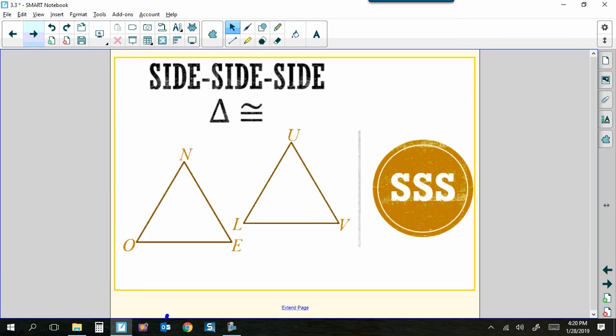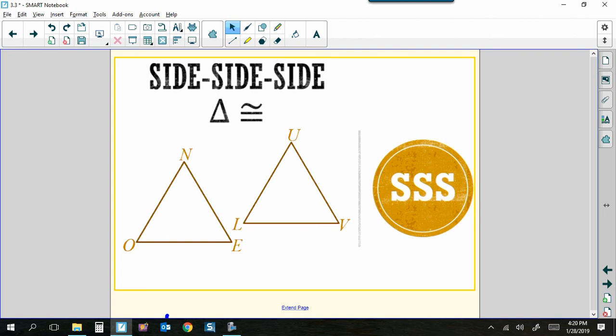All right, go ahead and turn your paper over. We're going to talk about the criteria that are accepted. There are 4 that are accepted that you're going to learn today in this lesson. The first is side, side, side. So if you have congruent sides of 2 triangles, you can say that the whole triangle is congruent.